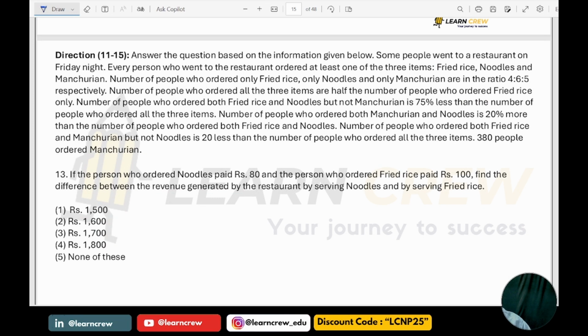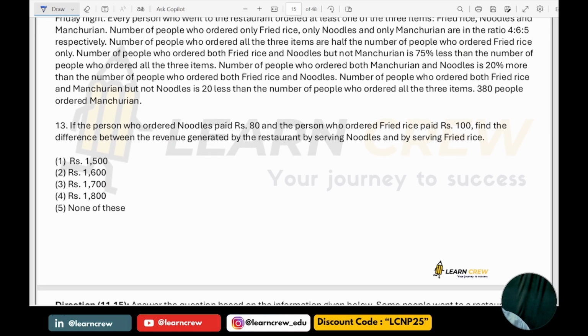Next, the person who ordered noodles paid 80 rupees, and the person who ordered fried rice paid 100 rupees. Find the difference between the revenue generated by the restaurant by serving noodles and by serving fried rice. So what is the answer we are going to get?